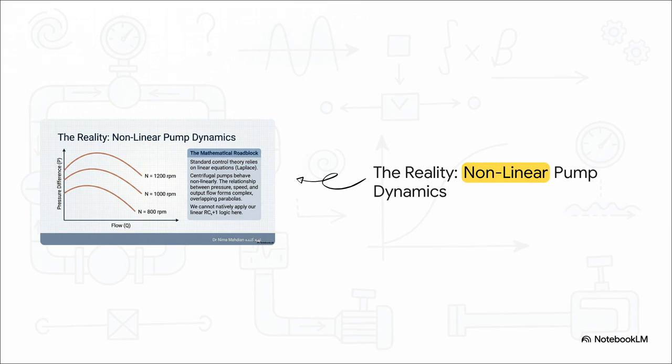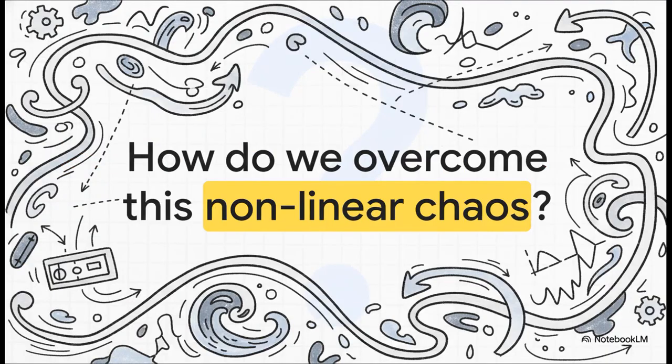Centrifugal pumps create these crazy overlapping parabolas based on pressure differences and flow at various speeds. Basically, they behave highly nonlinearly. But remember, our standard control theory relies entirely on linear Laplace equations. So we completely hit a roadblock here. We literally cannot apply that beautiful, simple linear logic to these messy curves. This leaves us staring down a massive question.